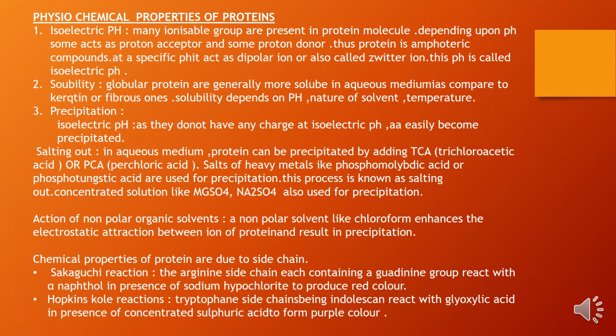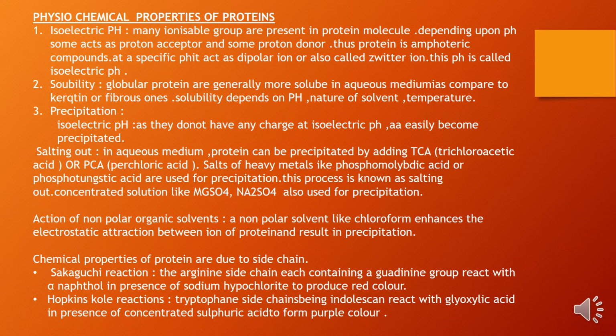Salting out. In aqueous medium, protein can be precipitated by adding TCA, trichloroacetic acid, or PCA, perchloric acid. Salts of heavy metals, like phosphomolybdic acid and phosphotungstic acid, are used for precipitation. This process is called salting out. Concentrated solutions like MgSO4 or Na2SO4 are also used for precipitation. Action of non-polar organic solvents: a non-polar solvent like chloroform enhances the electrostatic attraction between ions of protein and results in precipitation.